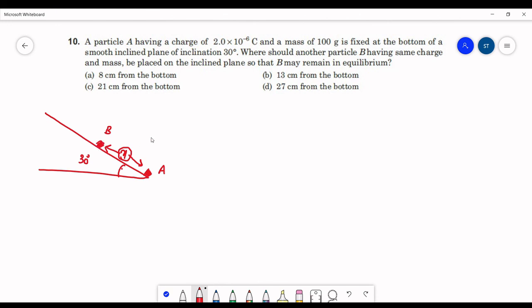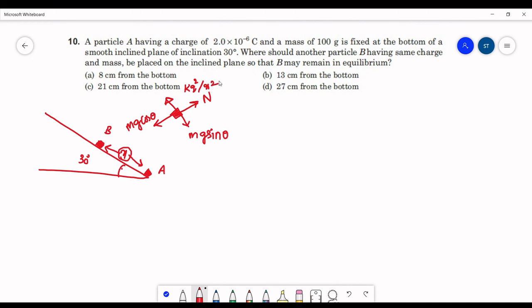Now if you see the forces acting on particle B, mg sin theta will be acting along the inclined plane, mg cos theta will be acting perpendicular to the inclined plane. Here theta is 30 degrees. Normal reaction will be acting here. And one more force is the electrical interaction force between these two charges. That will be kq square upon x square according to Coulomb's law.